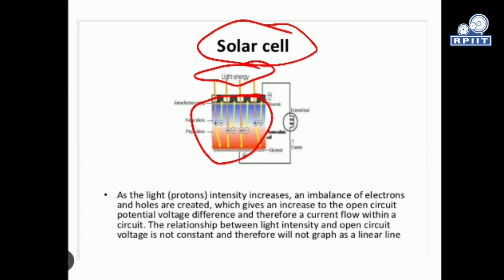The light energy falls on this PN junction, and this PN junction combination is known as the solar cell. So this will convert the light energy into electric current, and that electric current will flow through our load, so it will directly illuminate our load. As the light intensity increases, the supply voltage to the load will increase. The relationship between the light intensity and the open circuit voltage is constant, and therefore it will produce a linear graph. So this is the solar cell.